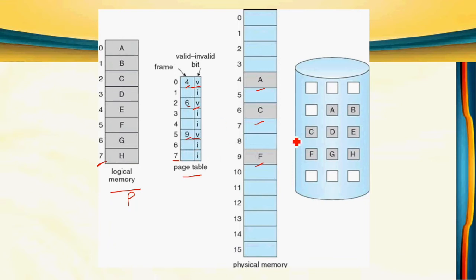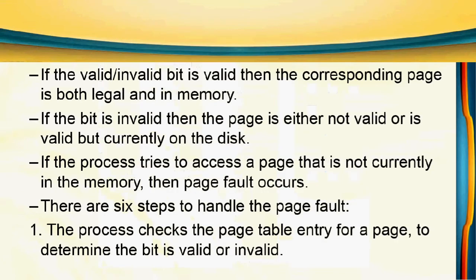The remaining pages are actually on the hard disk, that is B, and then D, E, G, H, those 5 are on the hard disk. So those bits are invalid here. What is invalid? Invalid means the page is not in the main memory, it is on the hard disk, and that is called a page fault. Here it is given: if a process tries to access a page that is not currently in memory, that is called a page fault.